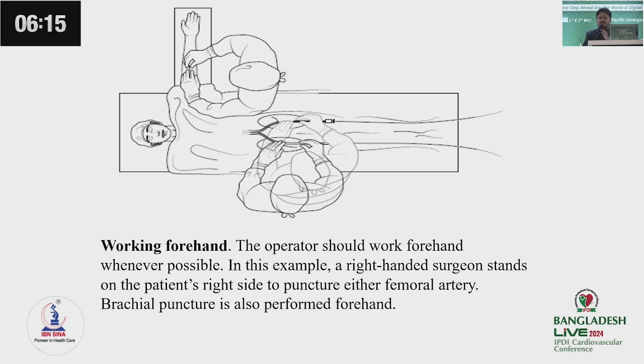Our first concern is how to start our intervention. Our first trick is to work forehand. The operator should work forehand whenever possible. In this example, a right-handed surgeon stands on the patient's right side to puncture either femoral artery, and brachial puncture is also performed forehand.